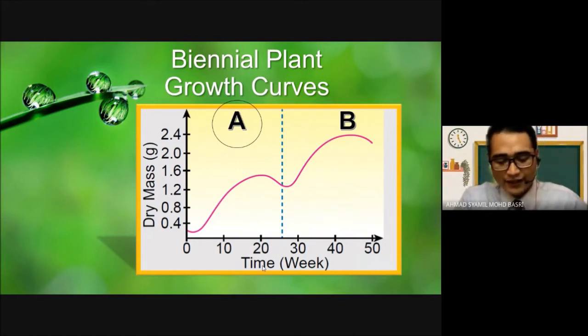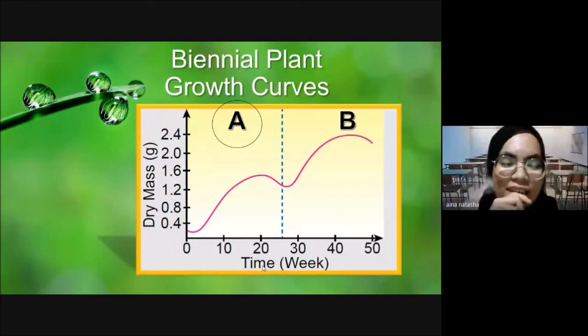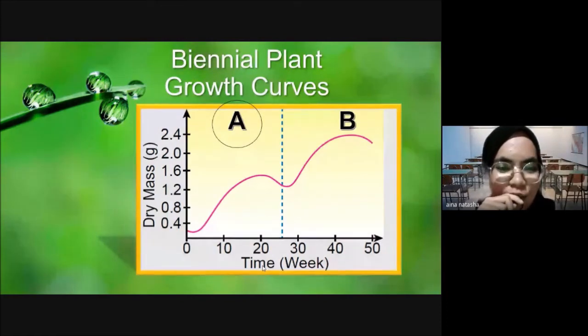I would like to ask Aina. As you can see, there's the A region. Can you describe what the A region is in this growth curve? The A region is the first growth season. That is the stage where the plant has already done the photosynthesis process and food is stored in tubers.